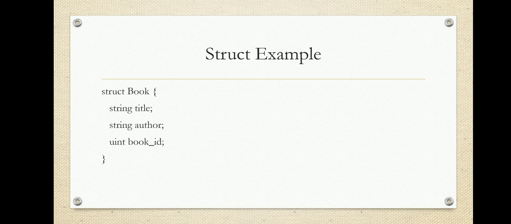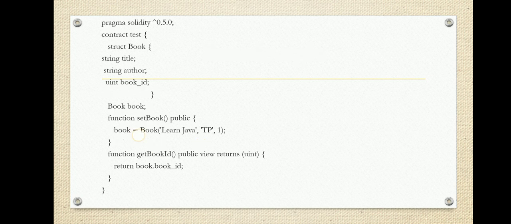Here we have an example of creating a structure. We have created a structure for book. Struct is a keyword and the structure name is user defined, that is book. Then we have the data types: a string data type, where we declare a variable title, and author, which is also a string, and book ID, which is an unsigned integer. We have defined a structure here.